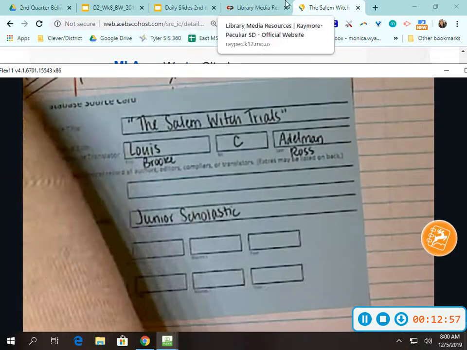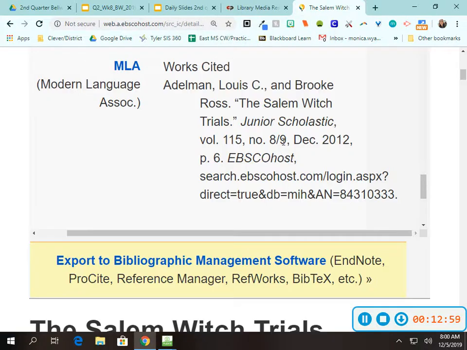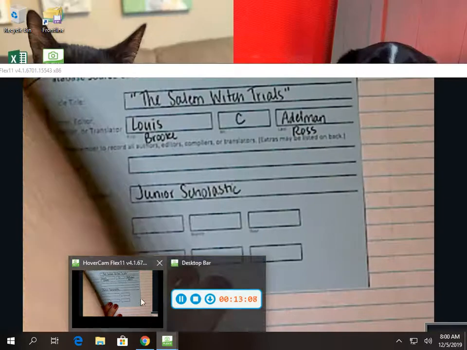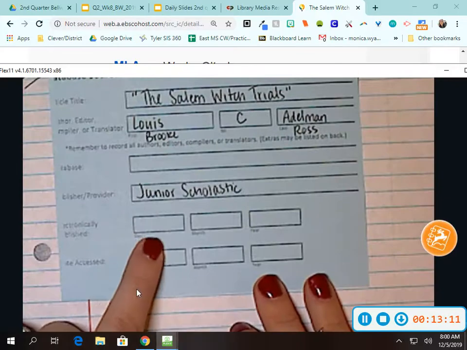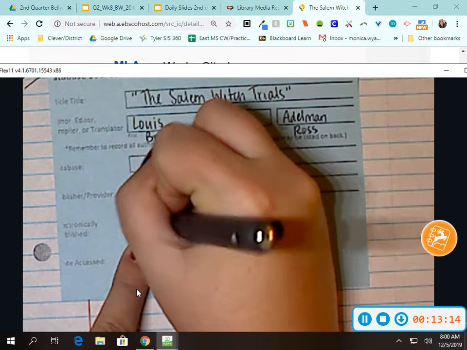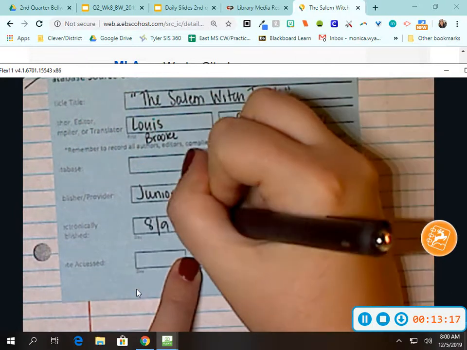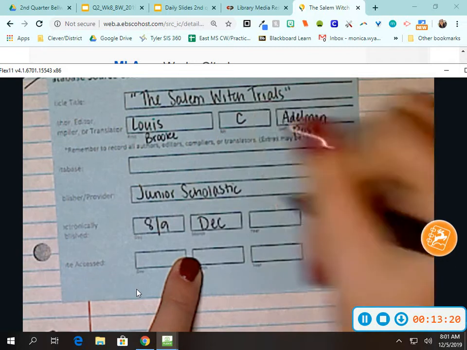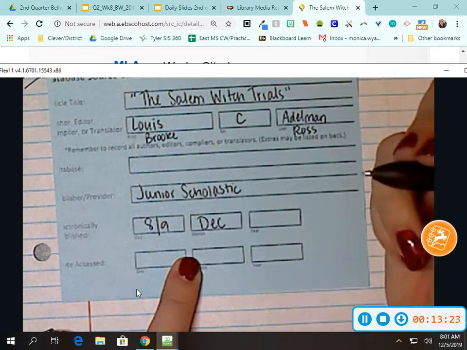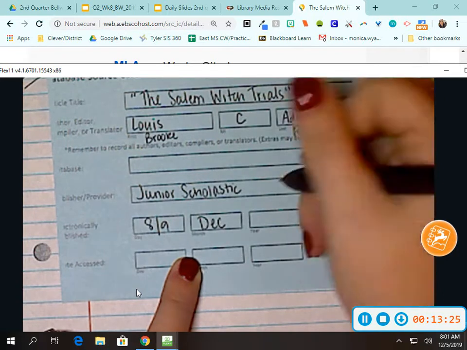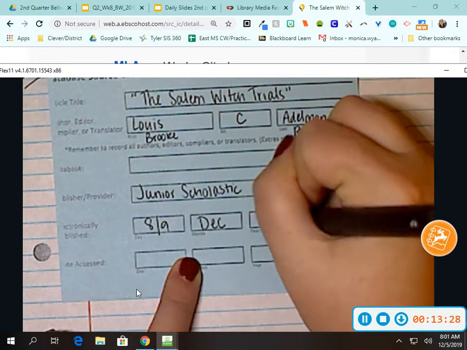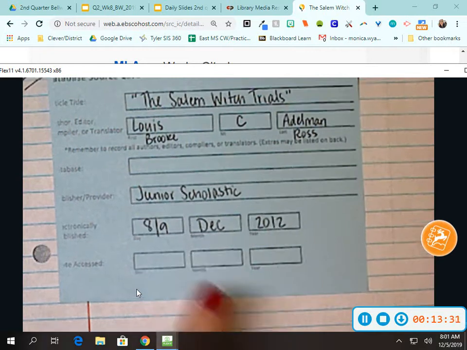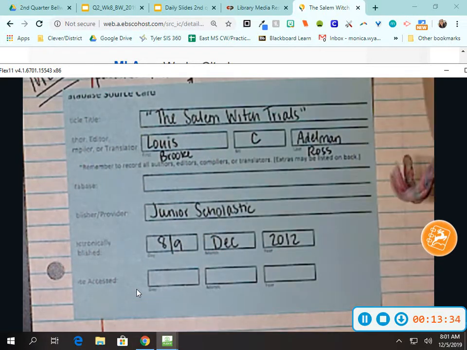Okay, according to my notes, what's the next thing? Date published. So let's go back over here. So this was published 8/9 December 2012. So if you go down on your source card, you're going to go to where it says electronically published. So the day was 8/9, which I've honestly never seen before. And then the month of December. The 8th and the 9th, I don't really know. Like I said, I've never seen that before. So I don't know, maybe it was updated on the 9th, I don't know.